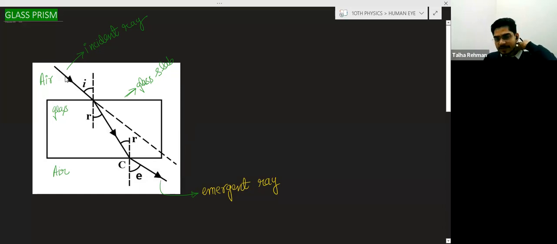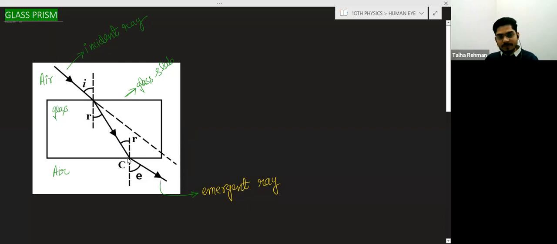So you can see here, this is the incident ray and this is the normal, this is the angle of incidence. As air is a rarer medium, glass is a denser medium. So the light ray is moving from rarer to denser, it will bend towards the normal like this.